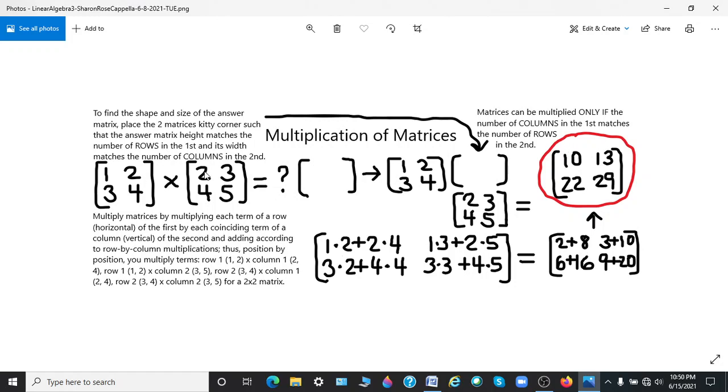3 times 2 is 6, plus 4 times 4 is 16. 6 plus 16 is 22. Then this position up here for the answer. 3 times 3 is 9, plus 4 times 5 is 20. I'm sorry, that's the fourth position. I did the second row. 1 times 3 is 3, plus 2 times 5 is 10.